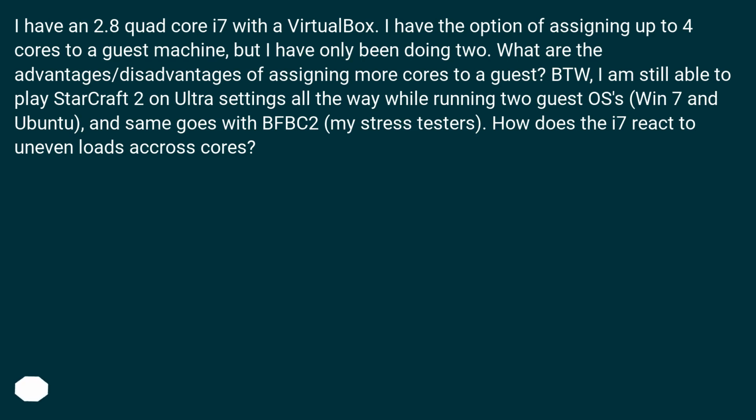BTW, I am still able to play StarCraft 2 on Ultra settings all the way while running 2 guest OSes, Win 7 and Ubuntu, and same goes with BFBC2, my stress testers. How does the i7 react to uneven loads across cores?